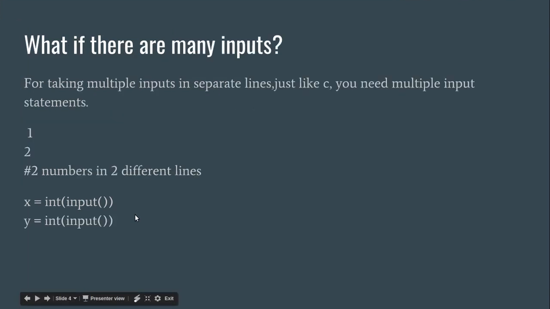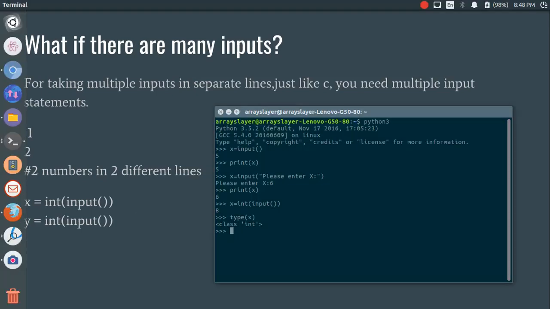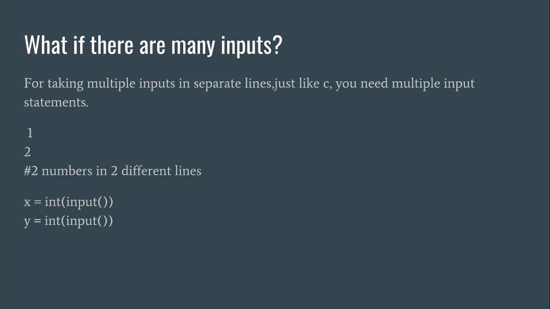Moving on. What if you want many inputs? For taking multiple inputs in separate lines, just like C, you need multiple input statements. So, suppose you want to take two variables, X and Y, and assign them values 1 and 2 via user input. So you write X = int(input()), 4, and then in the next line you write Y = int(input()) and say 7. So you can print X and Y to see that both of them did what they were supposed to do.